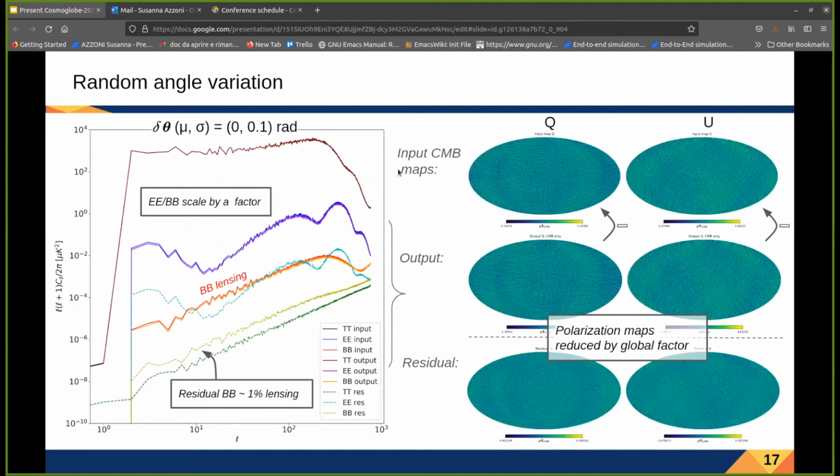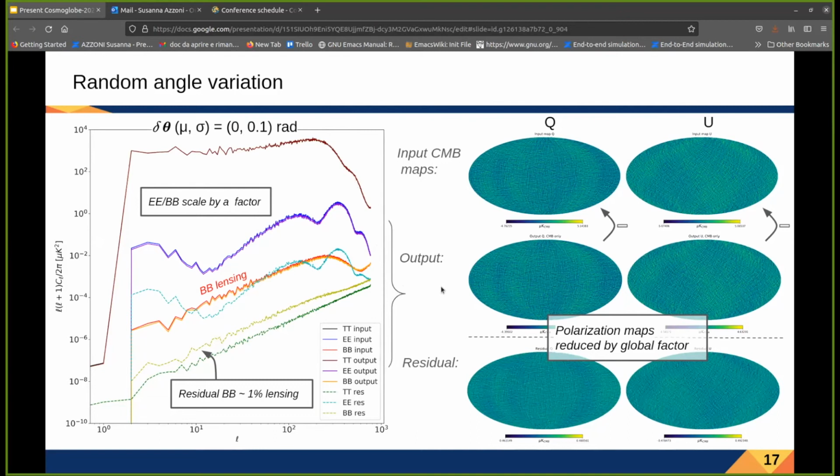So we see that the EB mixing effect here mainly cancels out. And you see that the dominating effect is the scaling of the amplitudes of the EE and BB power spectra, which means that we are reducing the polarization maps by a global factor. And so I expect my epsilon term in my parameterization to come into play.